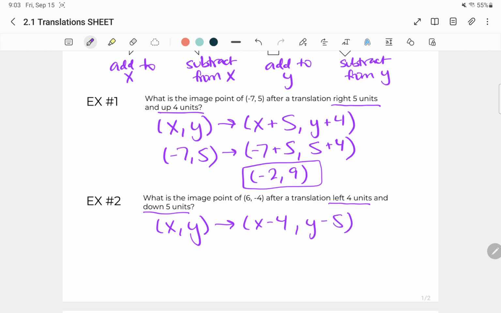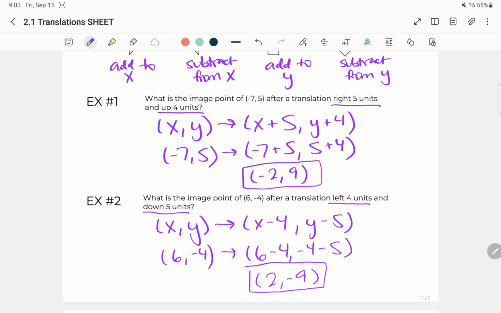Now I'm going to plug in that point, which is 6, negative 4. And 6 goes into x here, and negative 4 goes into y. 6 minus 4 gives me 2, and negative 4 minus 5 gives me negative 9. So that is my answer of translating that point, left 4 and down 5.